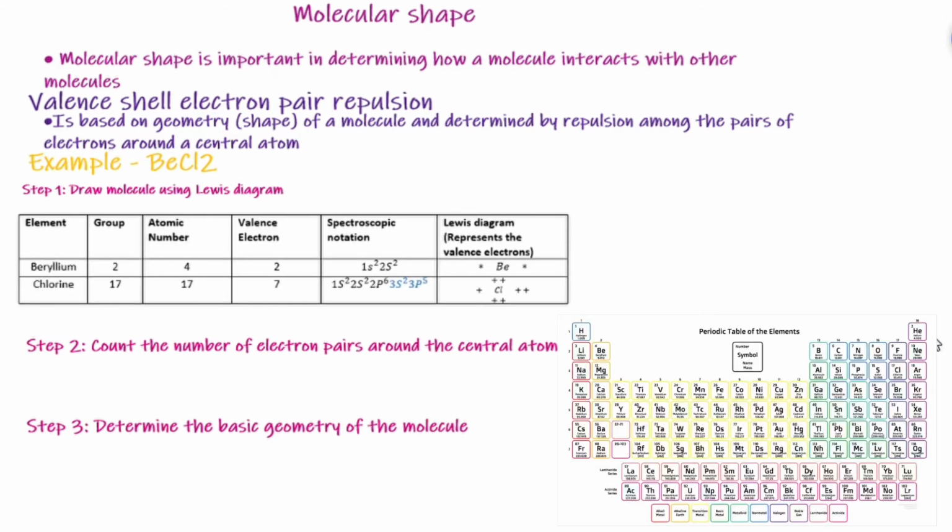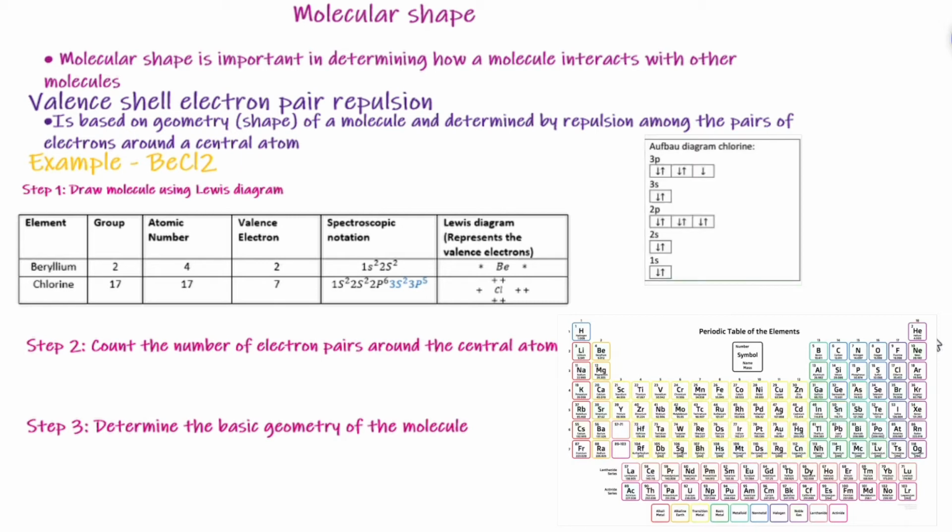If you locate beryllium on your periodic table, you'll notice that beryllium, in group number 2, has atomic number 4. If we use the electronic configuration to determine the valence electrons and the core electrons, it's 1s squared, 2s squared. And this means we have 2 core electrons and 2 valence electrons. The beryllium Lewis dot diagram is based on the valence electrons, which are just 2, and hence it has only 2 valence electrons around its structure.